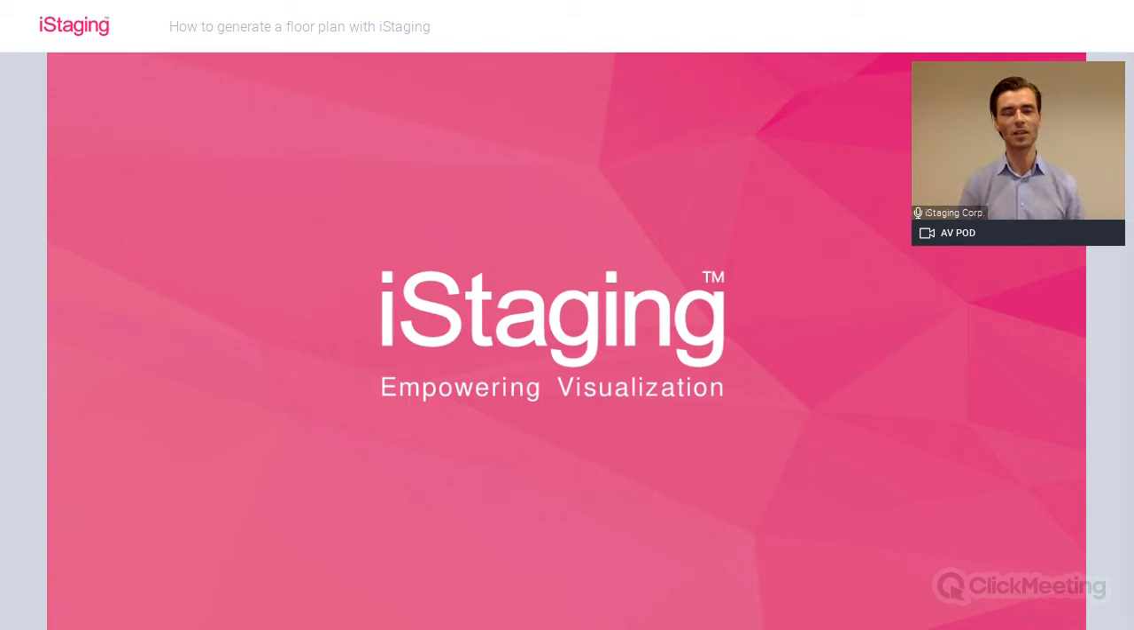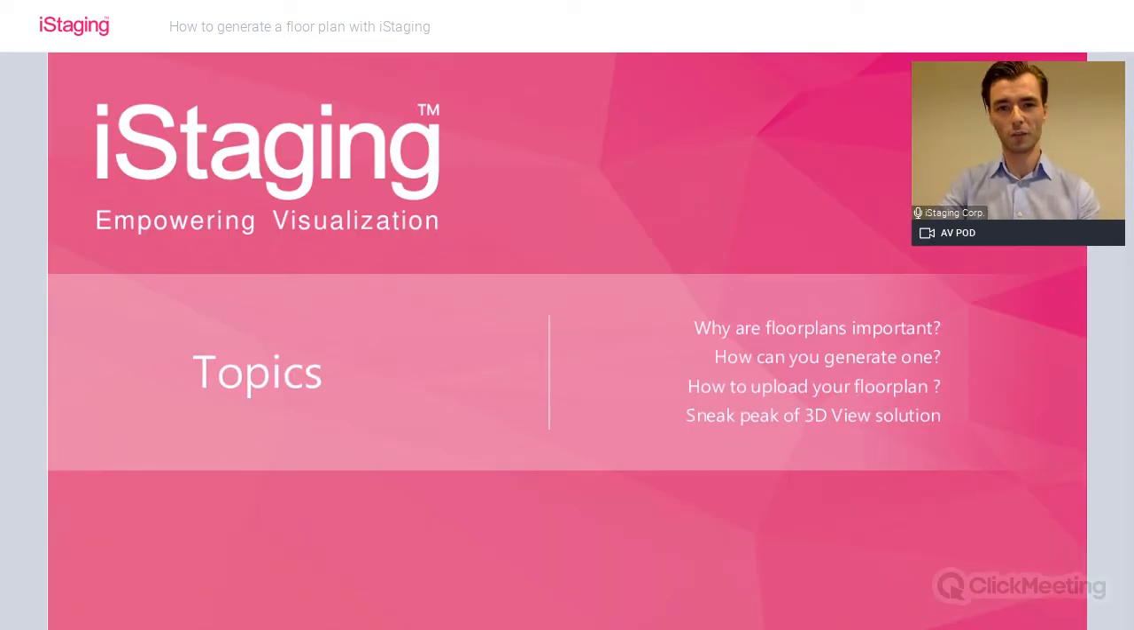Today we're going to be talking about something that can add tremendous value to your virtual tours, and that is floor plans. We're going to be covering 4 different topics. Number 1, why are floor plans important? Then obviously, how can you actually generate one with iStaging? Then how to upload your floor plan, how to actually add it to your virtual tour, how does that work? And then ultimately we're going to finish off with a little bit of a sneak peek of our 3D view solution, which is an upcoming solution that is going to come out not too far from now. So we want to show you guys what that's all about.